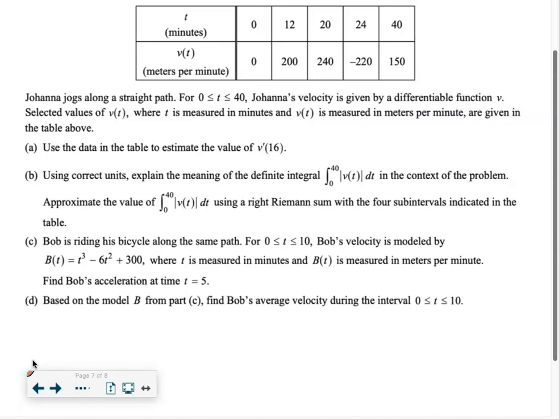Part C, Bob is riding his bike along the same path. For time 0 to 10, his velocity is measured by b of t, b for Bob, where t is measured in minutes and v is in meters per minute. Find Bob's acceleration at t equals 5. Based on the model B from part C, find Bob's average velocity over the time interval from 0 to 10. So there are several things in this problem that might pop up, so it's a good one to practice with.